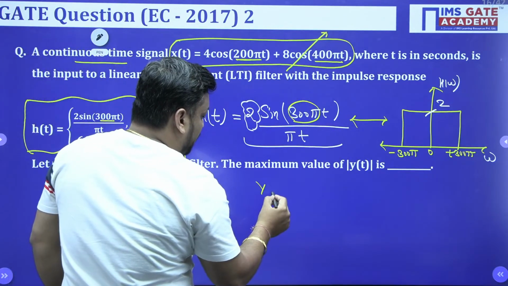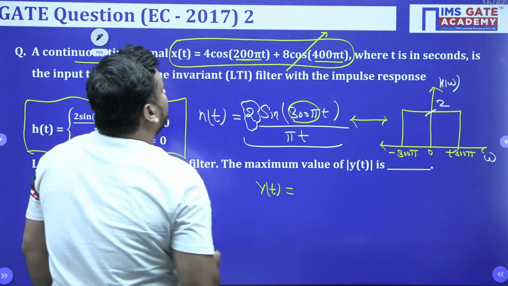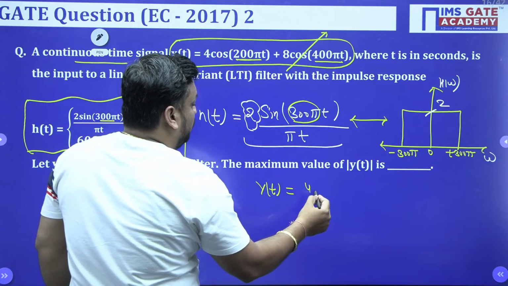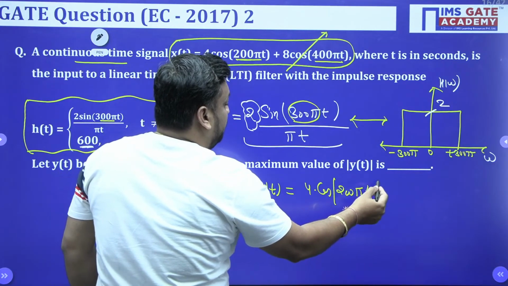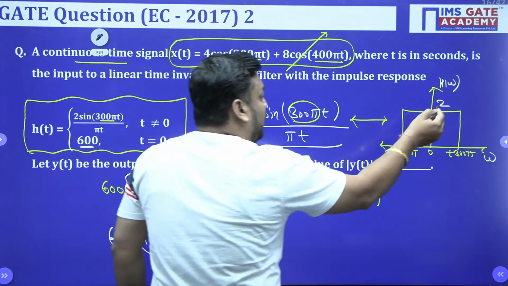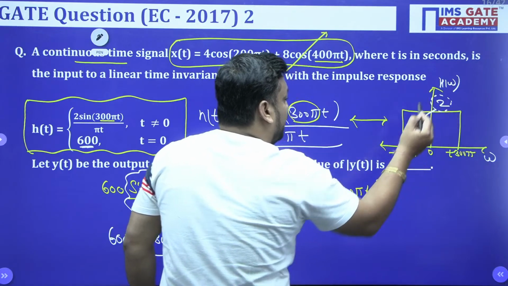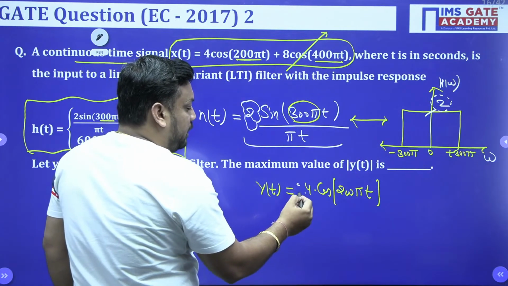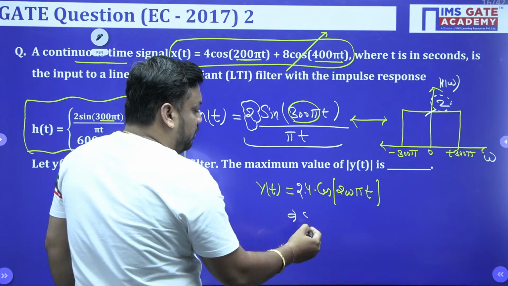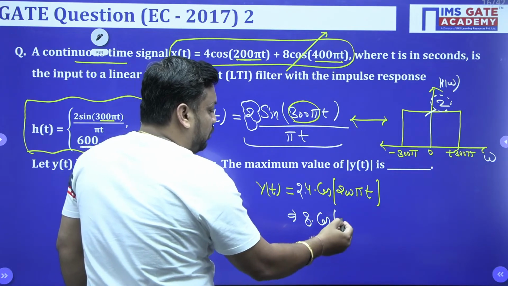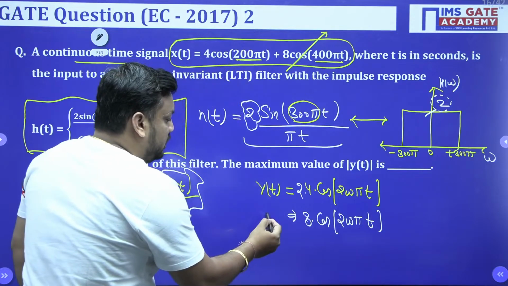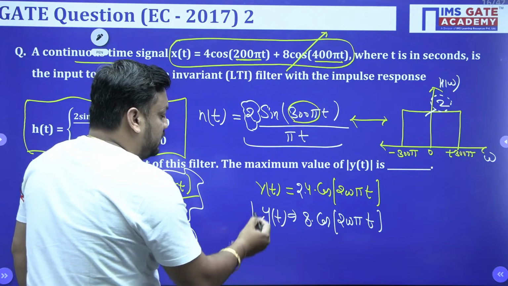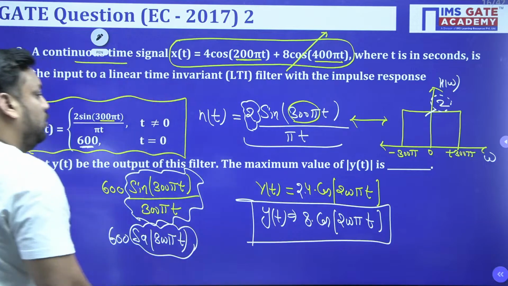So your final output y(t) will become, here actually 4 into cos of 200 pi t will pass, but the low pass filter will also provide a magnitude of 2, so it will be multiplied with 2. So ultimately you will get 8 into cos of 200 pi t. So this is what the examiner is asking for in y(t). What is the maximum value of y(t)?